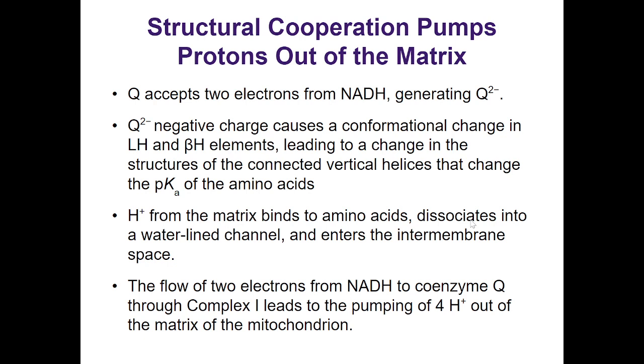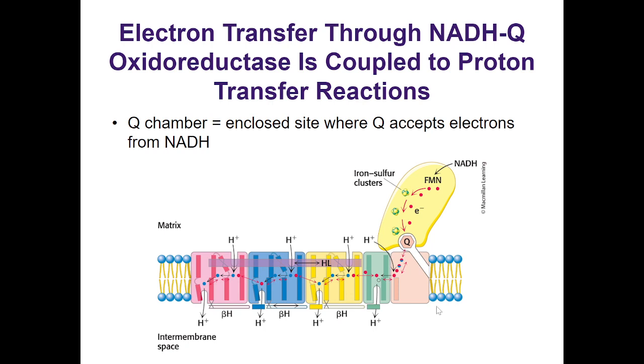So this will lead into a change in the structures of your connected vertical helices that are going to change the pKa of the amino acids that are in that vertical helix. The H plus from the matrix is going to bind to the amino acids. This is going to dissociate then into the waterline channel, and it'll enter the intermembrane space. And so what we're getting here is conformational change in the acidity. Remember, acidity is how well you take on and lose H pluses, right? And so we're going to take on H pluses here. This is then going to release this into this space over here. And then that's going to come out on this side.